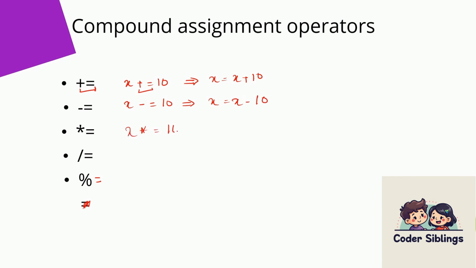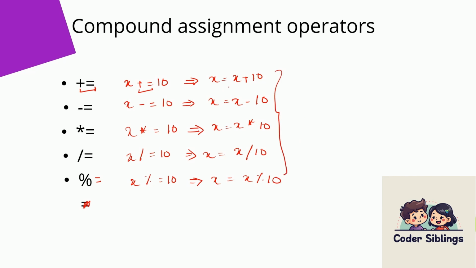X star equal to 10 will imply x equal to x multiplied by 10. Slash equal to 10 will imply x equal to x divided by 10. X modulo equal to 10 will imply x equal to x modulo 10. So compound assignment operators are nothing but a short way of writing these. This statement can also be written as this simple assignment operator. So this is sometimes known as compound assignment operators, and this is how they function.